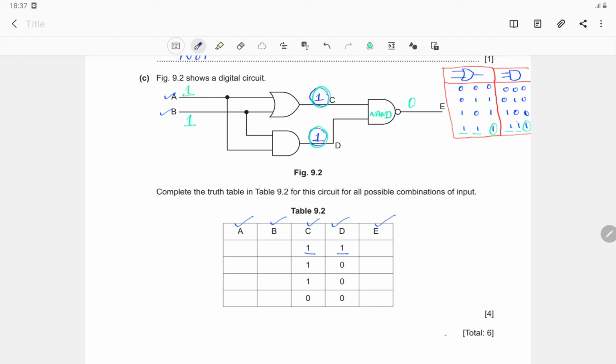So here we have the values. Input is 1. A is 1, B is 1 and E is 0. So you can complete this table. Now we can look at the second row where the C output is 1 and D value is 0.